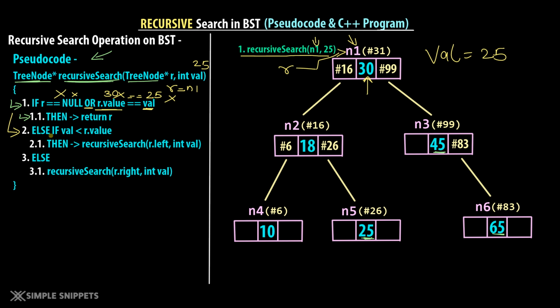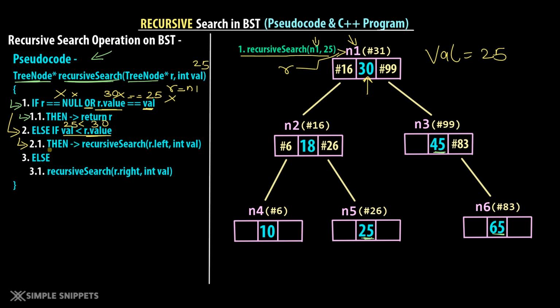Now over here in the else if, we are checking if val is less than r dot value. Val that we are looking for is 25. Is 25 less than r dot value? R is pointing to n1. N1's value is 30. Is 25 less than 30? Yes. So now this statement has become true. So this else if block will be executed, and we will execute 2.1.